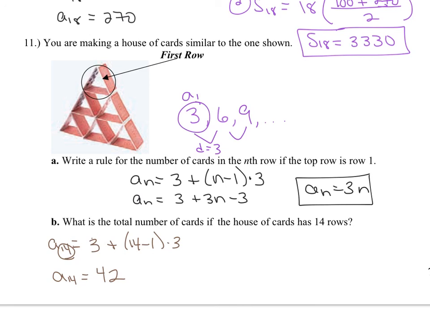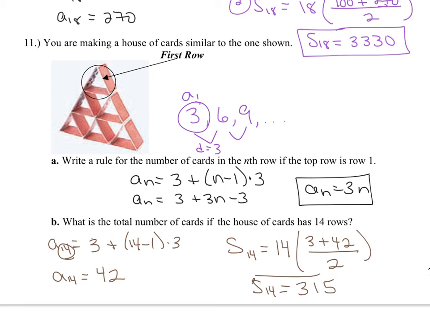So now if I wanted to add up all of the cards in the first 14 rows, there will be 14. 3 is in the first row, 42 cards in the last one, and we'll divide that by 2. So the sum of the first 14 rows for cards would have 315 cards in them.